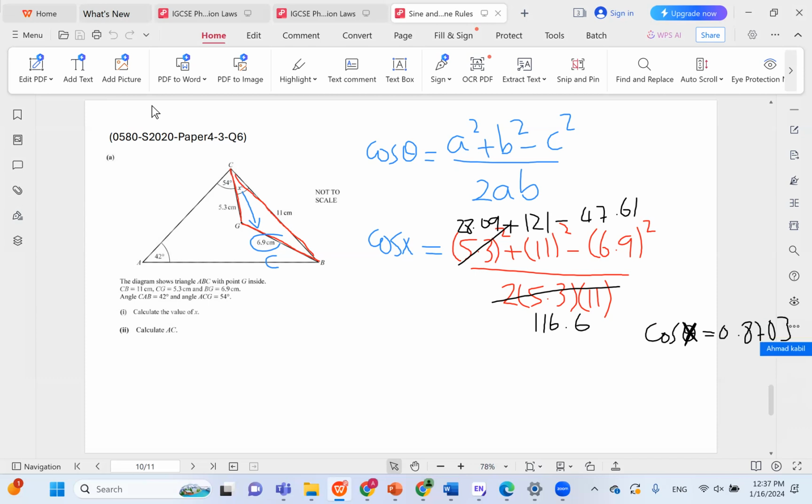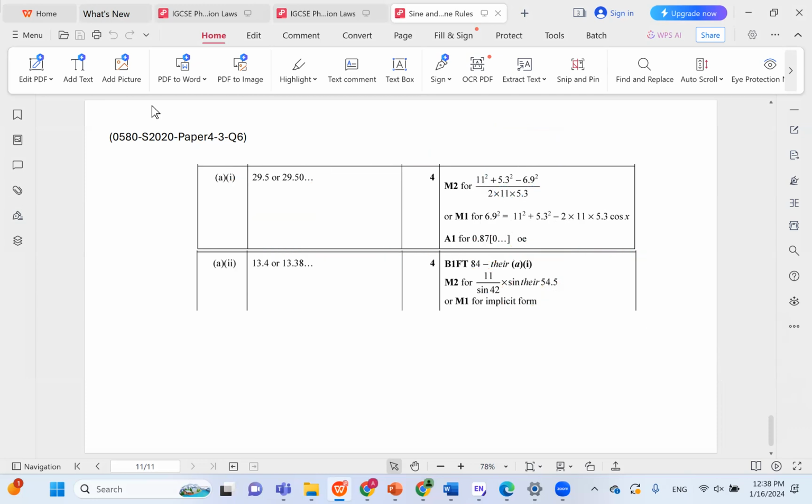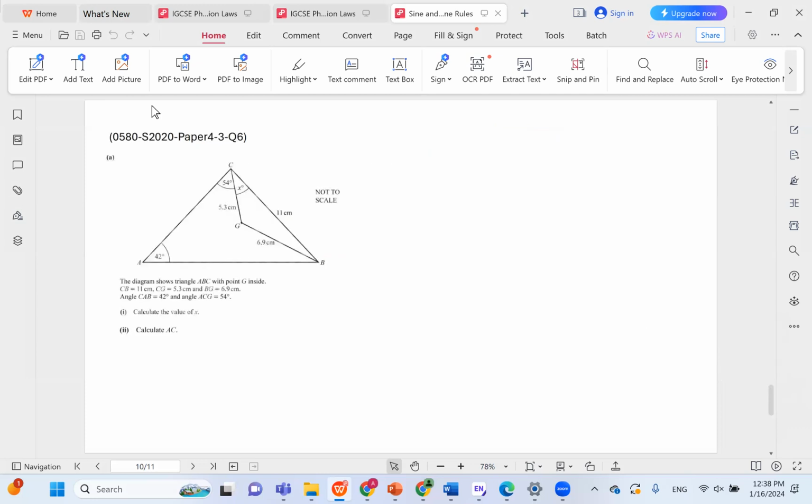And then we shift cosine, so inverse cosine, in order to get X of 0.8703. This gives us 29.5. So X is equal to 29.5 degrees. And this is the angle that they want, or actually they just wanted the value of X. Let's check, make sure that our answer is correct. So yes, it is correct for part I. We are required to get 29.5 or 29.5064, whatever. So we're okay for that. Let's just write the answer down. So we have 29.5 for question I.